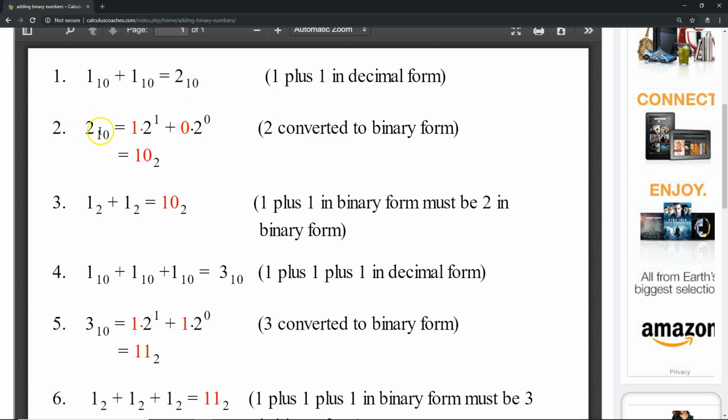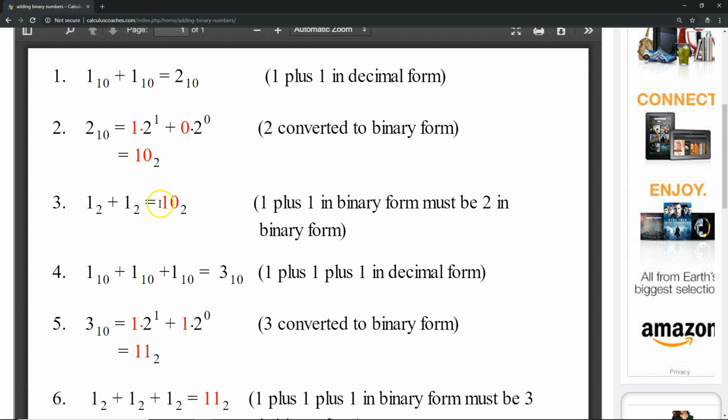Now you have 2 in base 10, which converts into the following. You put 1 times 2 to the first plus 0 times 2 to the 0. The digits 1 and 0 form 10 in base 2. This tells you that the number 2 in base 10 converts into the number 10 in base 2. So the number 10 in base 2 is the base 2 version of the number 2. Keep that in mind.